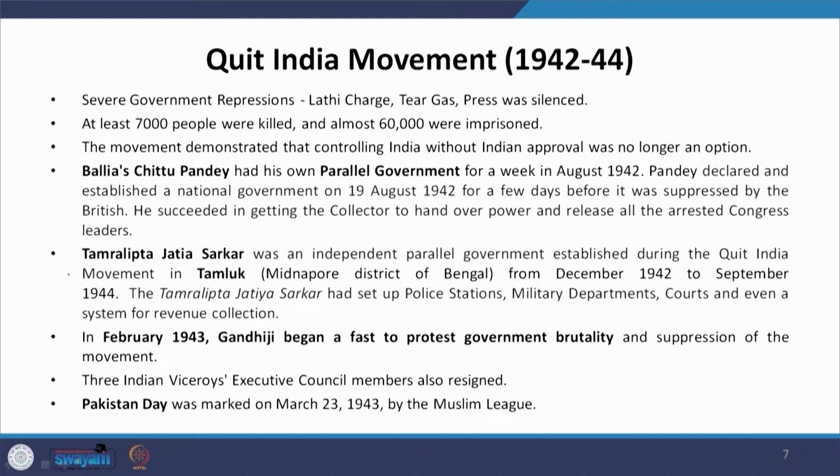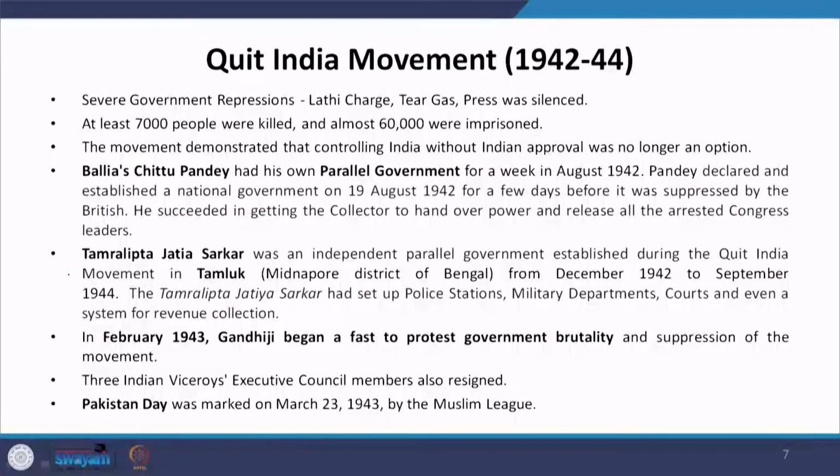Severe government repression could be witnessed through lathi charges, tear gas being thrown, and a free press being coercively silenced. As a consequence of the Quit India movement, at least 7,000 people were killed and almost 60,000 were imprisoned. The movement demonstrated that controlling India without the Indian people's approval was no longer an option for the Britishers.